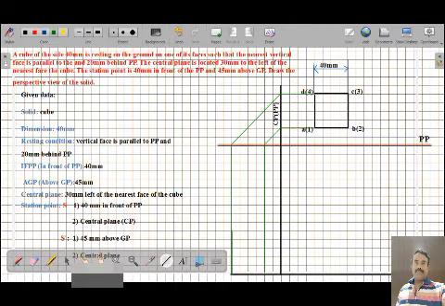The distance between the GP line and the PP line should be greater than the in front of PP distance as well as the above GP distance. Here the in front of PP distance is 40 mm and the above GP distance is 45 mm. If you add both dimensions, you get 85 mm. So the distance between the PP line and the GP line should be greater than 85 mm.